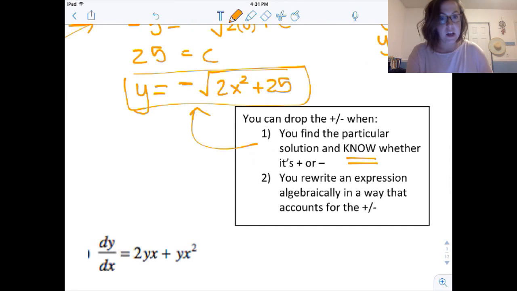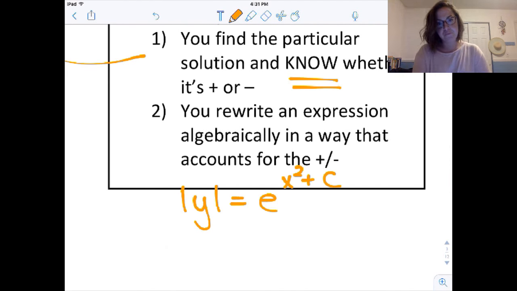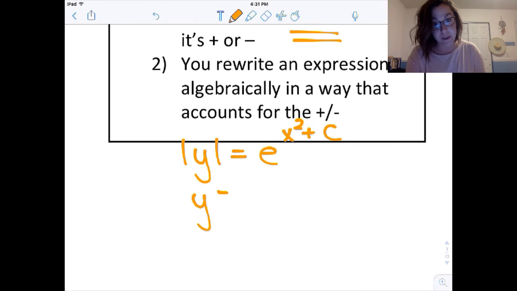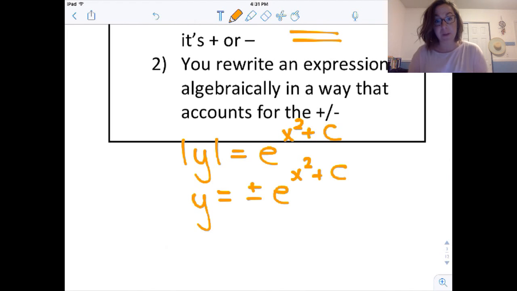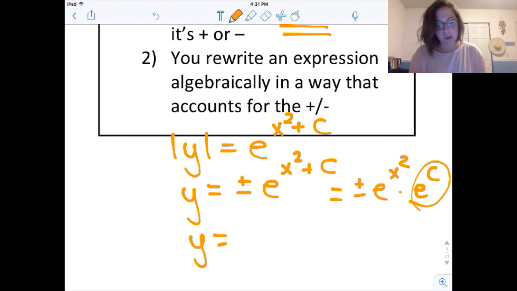So let's say we have something like this. Absolute value of y equals e to the x squared plus c. So I would add in a plus or minus here because I'm taking away the absolute value. So that's where it comes from. But when I rewrite this, remember that this is e to the x squared times e to the c. And this is a constant. Constants can be positive or negative. So I don't need that plus or minus out front anymore because that c accounts for the plus or minus. So that is another case where you can drop the plus or minus.